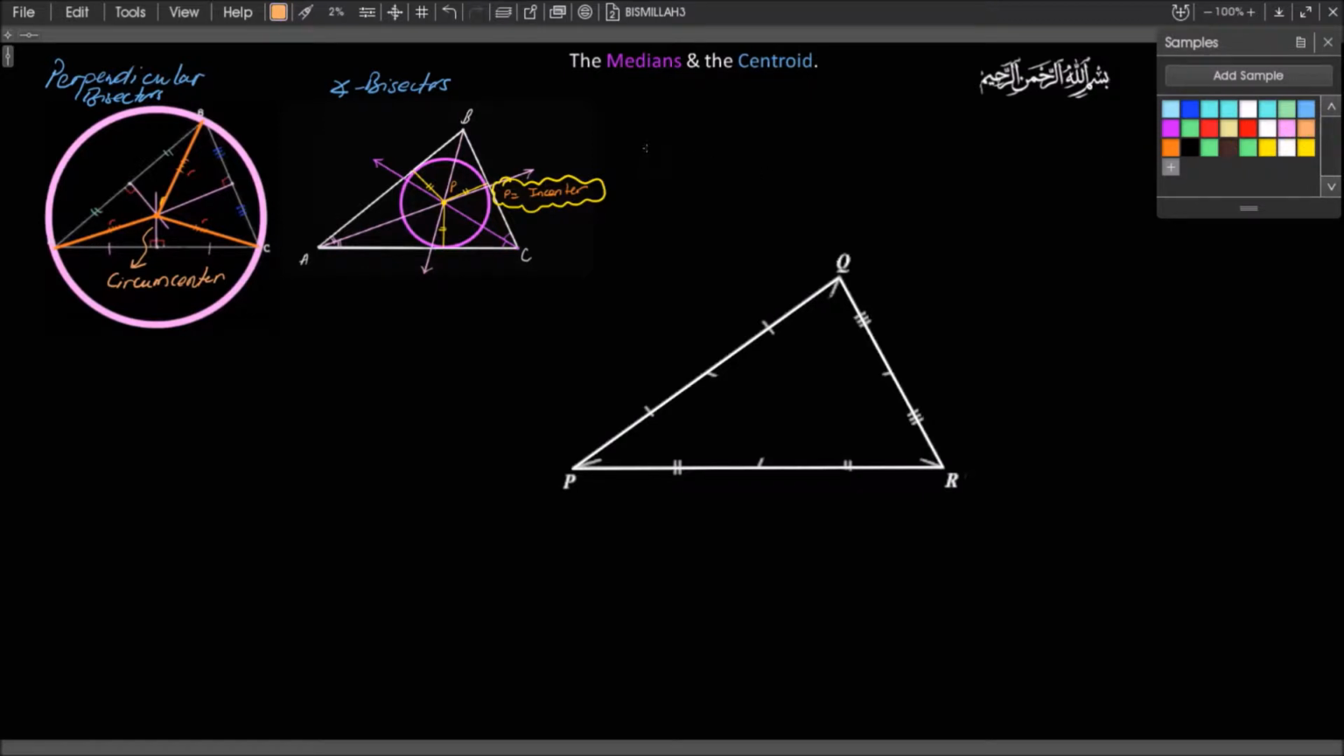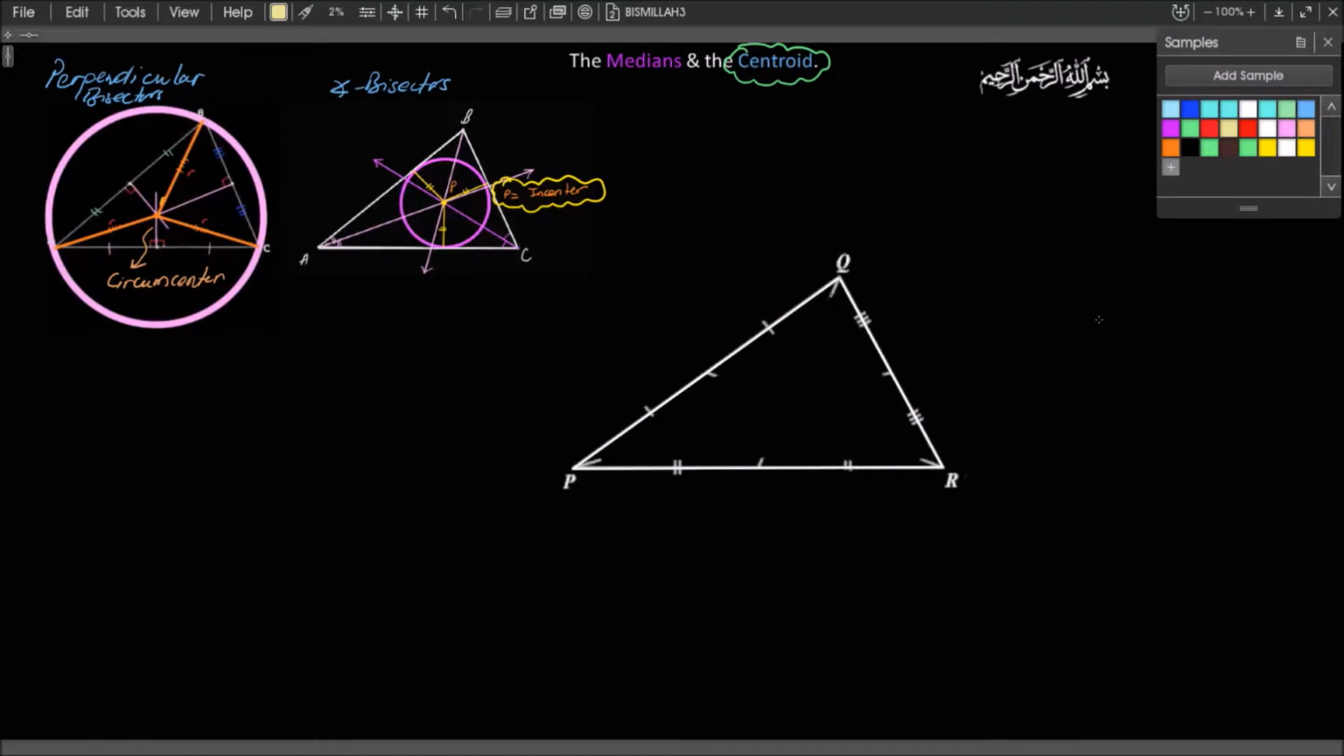Now today, inshallah, we shall talk about the medians and their point of concurrency, and the point of concurrency of the medians is called the centroid. This too is very special. Now you must wonder how this is special, because the circumcenter is taken and the incenter is taken, and you can really only circumscribe or inscribe a circle, right? So how is this going to be special, you would say, right?